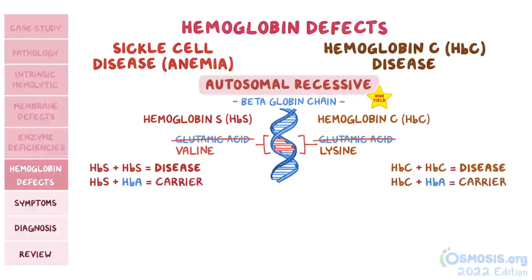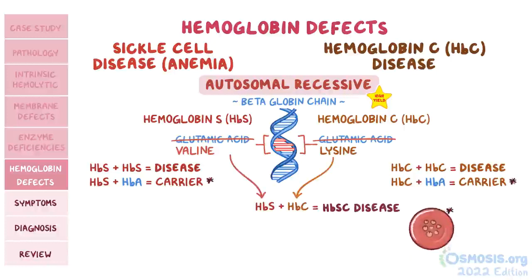Some individuals have HbSC disease, meaning that they have one of each mutant gene. An important fact to remember is that, like G6PD deficiency carriers, sickle cell and HbC carriers are also protected against malaria, probably because infected RBCs get removed by the spleen.